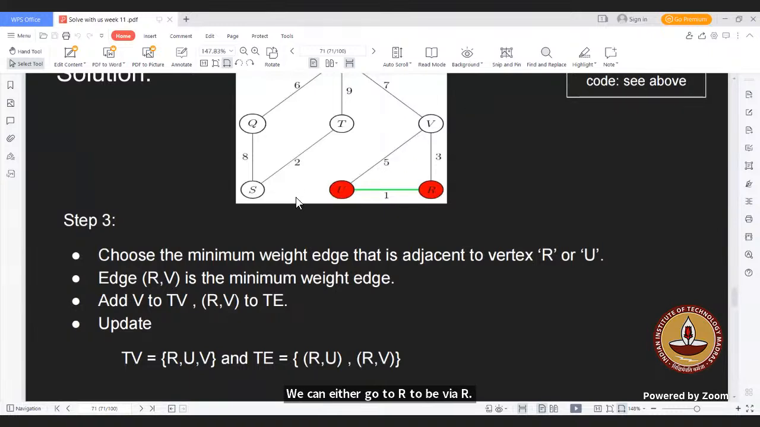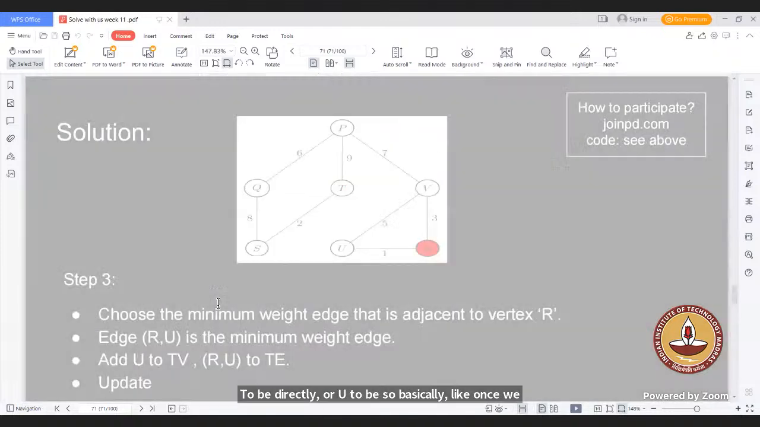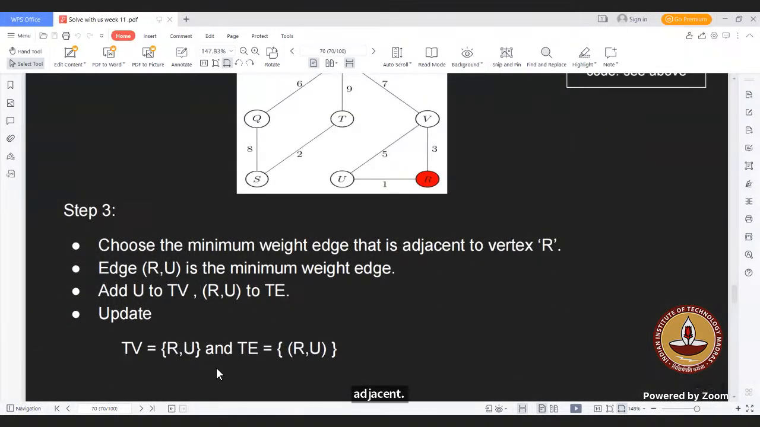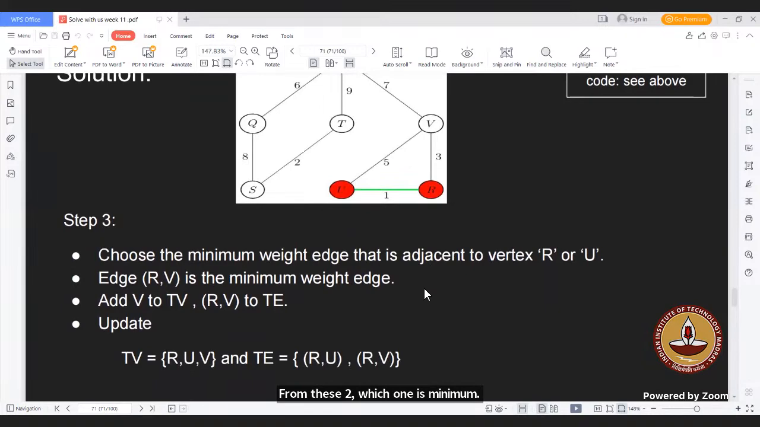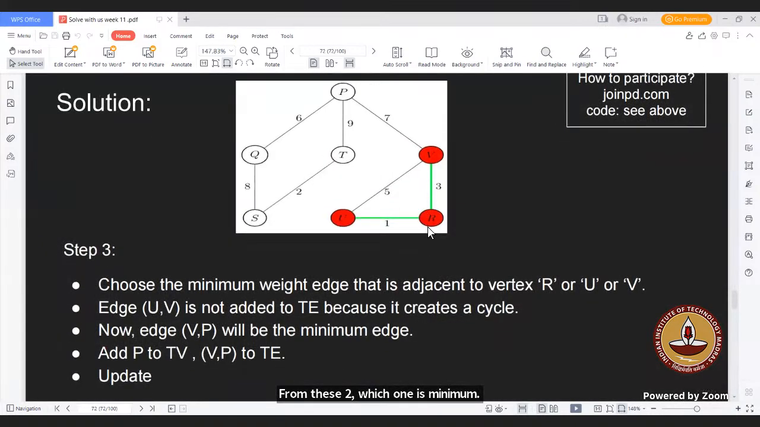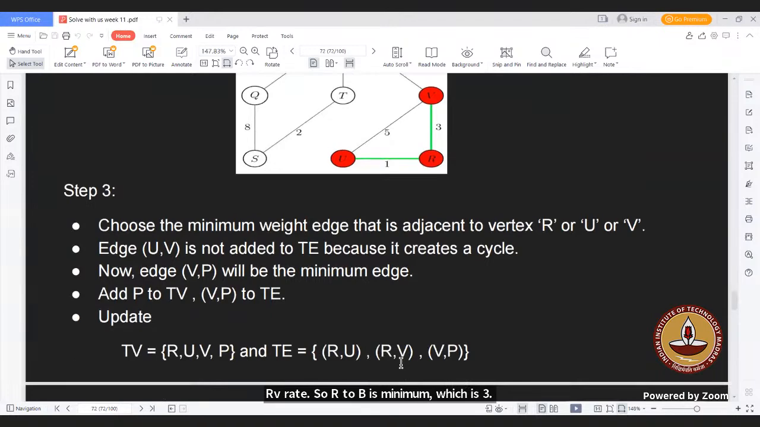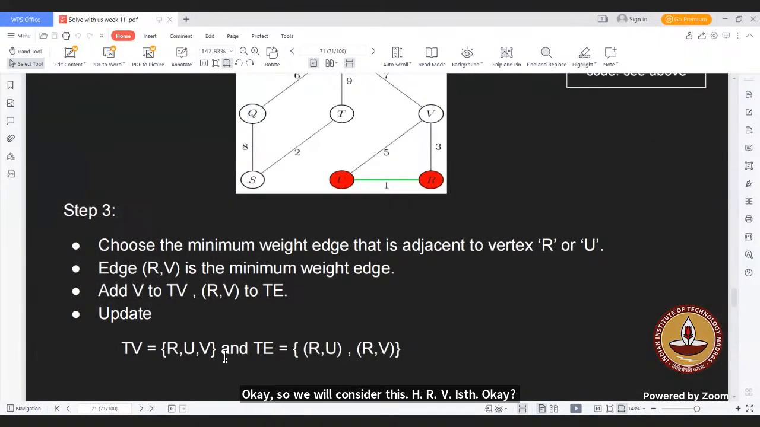So basically, once we have added the edges here, we have to see which edges are adjacent to these two vertices which are added. U and R are the vertices which are added. So what is adjacent to U or what is adjacent to R? U has V as adjacent and R has V as adjacent, but since R is already there, we'll ignore it. So U has V as adjacent and R also has V as adjacent. From these two, which one is minimum? RV, right? So R to V is minimum, which is 3. So we'll consider this edge. RV is the edge, and V will be added.